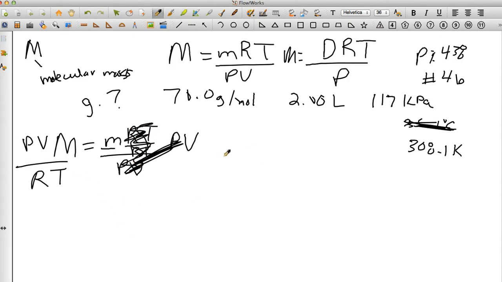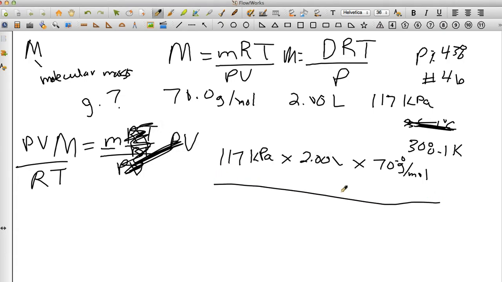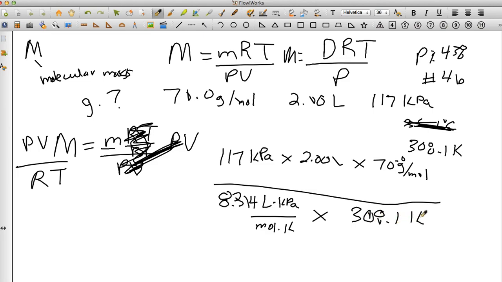So this is what we're looking at. So for our pressure, we had the 117 kilopascal. We have 2 liters. And our molar mass, we said, was 70 grams per mole. And this is actually 70.0 for sig figs. All right, on the bottom, our constant. Since we're dealing with kilopascal, we're going to use the 8.314. Okay, so remember you have those choices on page 435 for your different gas constants. We're going to go with the 8.314, liters times kilopascal over moles times Kelvin. Okay, and then the last thing that we're multiplying by is our temp, which was 308.1 Kelvin.